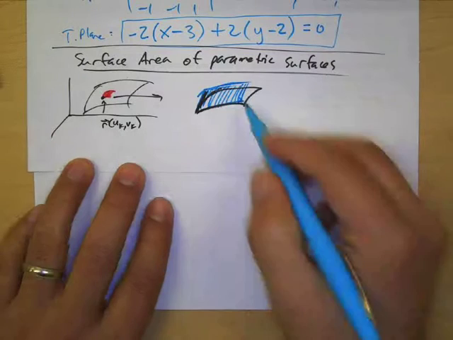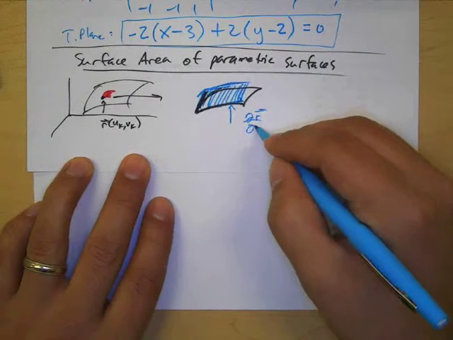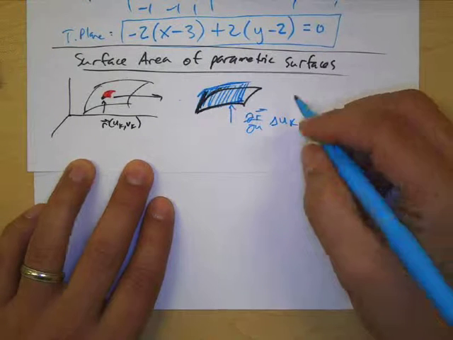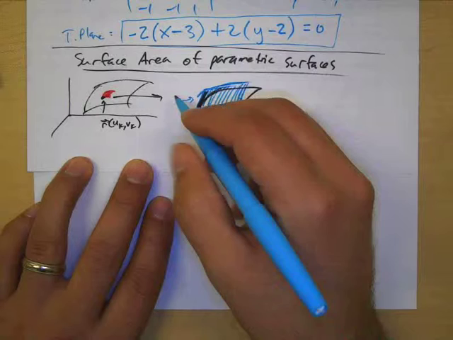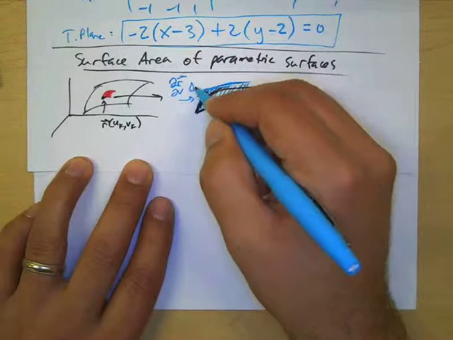Okay, and we can approximate these vectors by calling this partial r partial u times change in u, so delta u sub k. And then this side of the parallelogram will be the same thing, partial r partial v, delta v sub k.